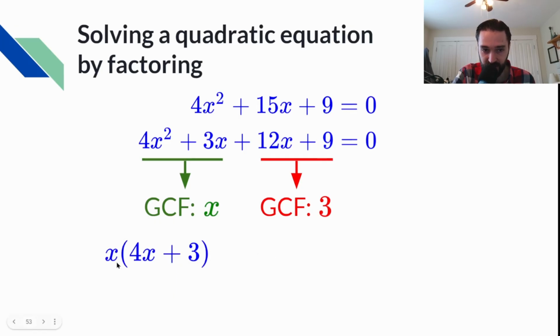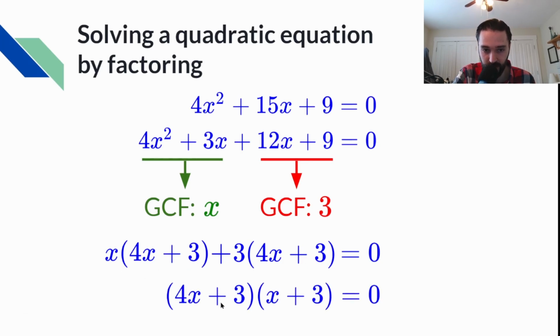So we're going to pull out an x over here, and that leaves us with 4x plus 3. And then here, we'll pull out the GCF of 3, and we're left with 4x plus 3. And let's not forget that we're adding these together, and we're setting them equal to 0. Then we notice that 4x plus 3 appears in both terms here. So we can pull it out, and we're left with 4x plus 3 times x plus 3.